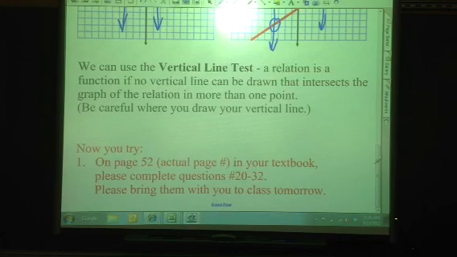Now it's your turn. For homework tonight, I want you to look at page 52 in your textbook and complete questions numbers 20 through 32. And then when you come to the library tomorrow, please bring those questions with you. Good luck.